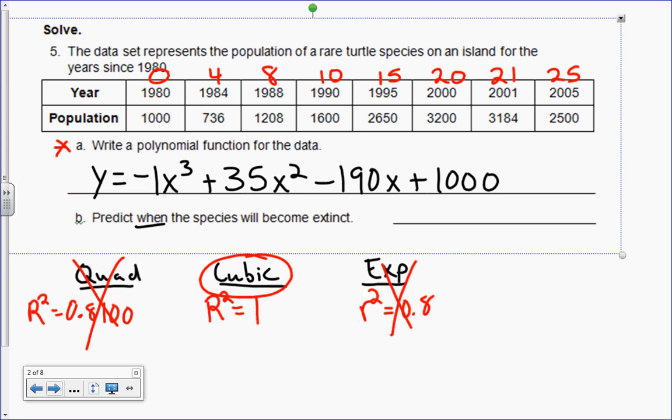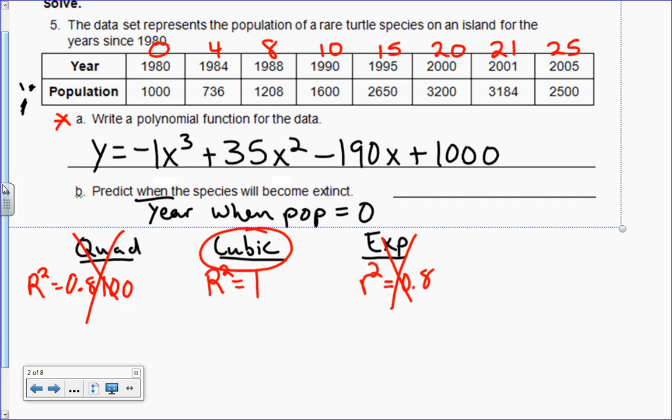So we want the year when the population equals 0. Well, here's the thing. The population is the y value. So if the y value is equal to 0, what you're technically looking for is the x-intercept. That will be the year when the y value is worth 0. So we've got to graph this equation.